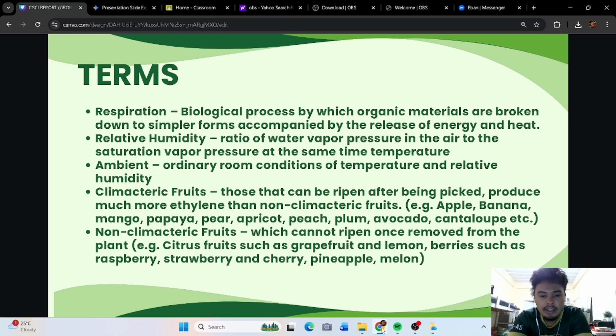Ripening characteristics. A key takeaway here is the difference between climacteric fruits like apples and bananas, which continue to ripen after picking, and non-climacteric fruits like citrus and berries, which do not.